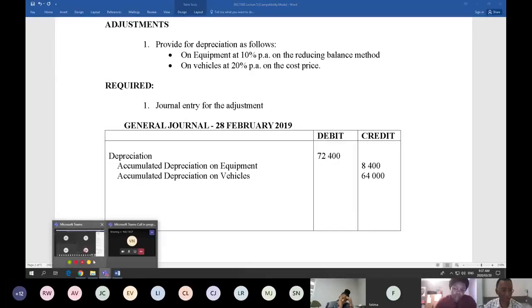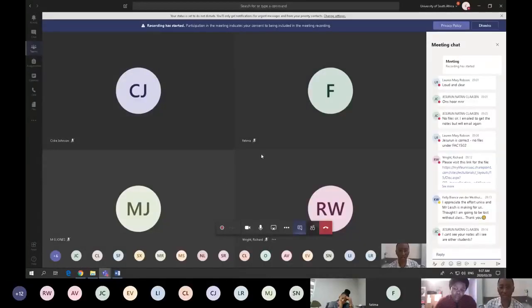The entry in the journal to record the depreciation. Debit your depreciation account, that is your expense for the year, and the expense for the year will then be the 72,400 Rand. And you credit accumulated depreciation on equipment, 8,400, and accumulated depreciation on vehicles, 64,000 Rand. You must be able to calculate the depreciation, and you must also be able to record the depreciation in the journal. Okay.